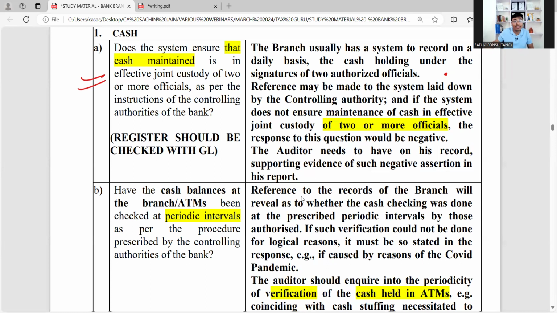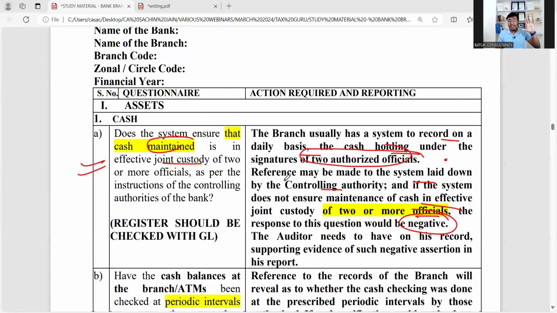Just there is a requirement to check the cash, that the cash is under joint custody or not. So the branch usually has a system to record on a daily basis the cash holding under the signature of two authorized operation officers. Reference may be made to the system laid down by the controlling authority, and if the system does not ensure maintenance of cash in joint effective custody of two or more officials, the response would be negative. So the same is to be recorded in the Finacle system or in the core banking system. You can check through the core banking system whether the cash is under joint custody or not. So this long form audit report is divided into certain parts.